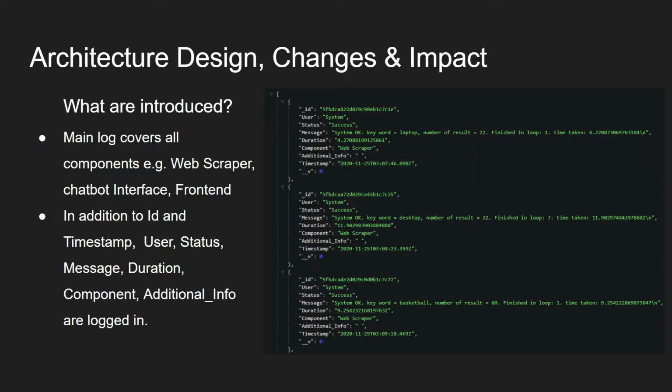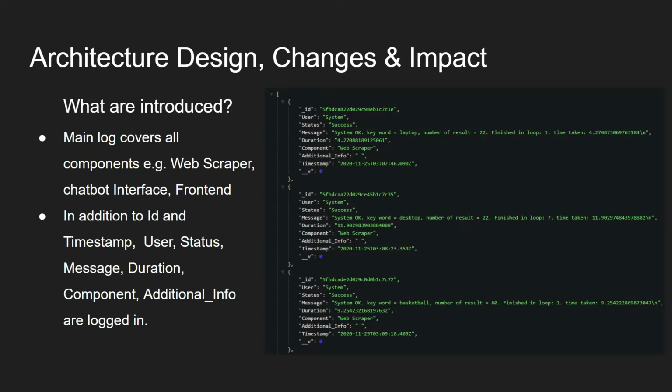Our main log tracks activity of all components like the scraper, chatbot interface, and front end. A user can be the system, an anonymous user, or a registered user. The status tells if the component runs successfully. A reported failure can later be analyzed. The message gives the information regarding the log.